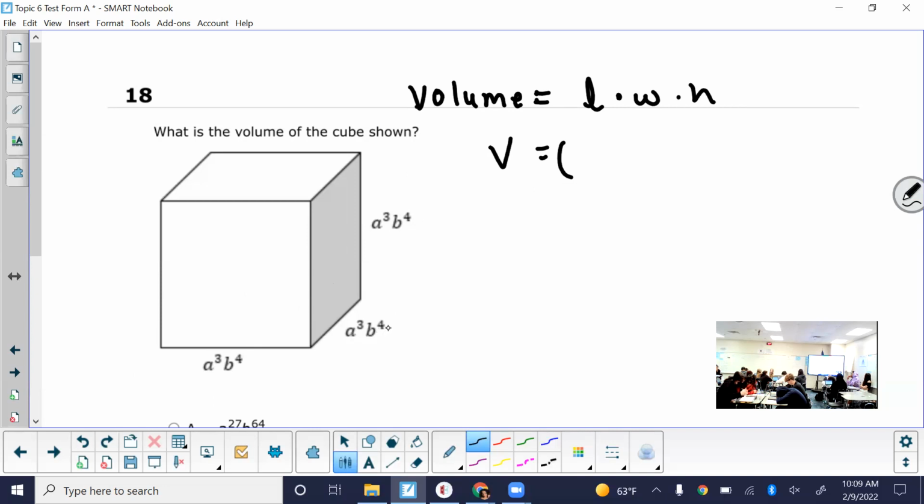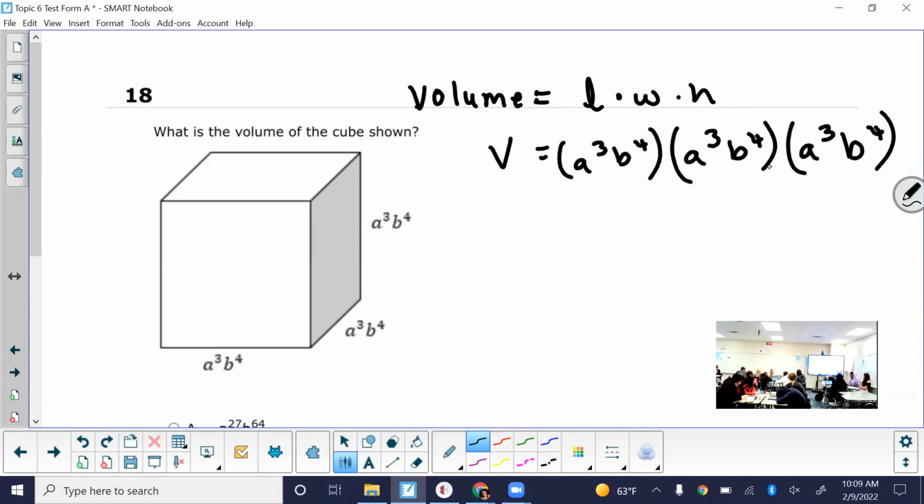Do I have any other dimensions than a cubed b to the fourth? So then my length is a cubed b to the fourth. What about the width? And my height? So you could have set it up like this and then use your product rule to solve.